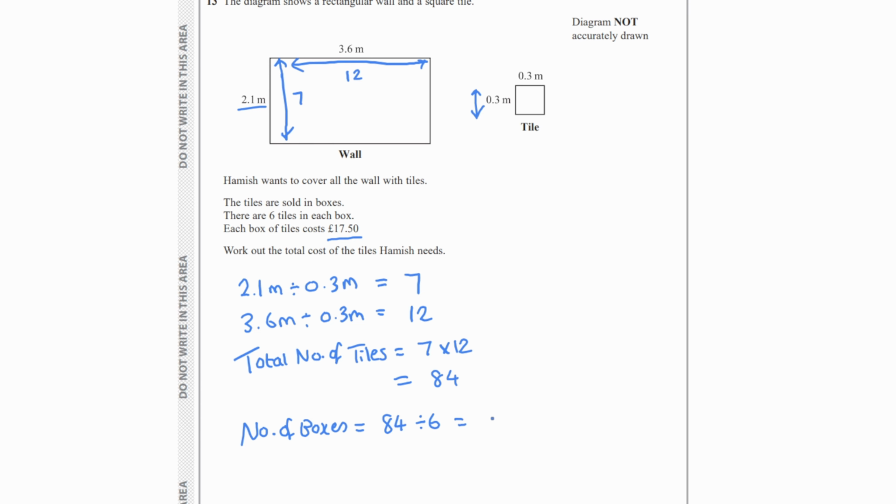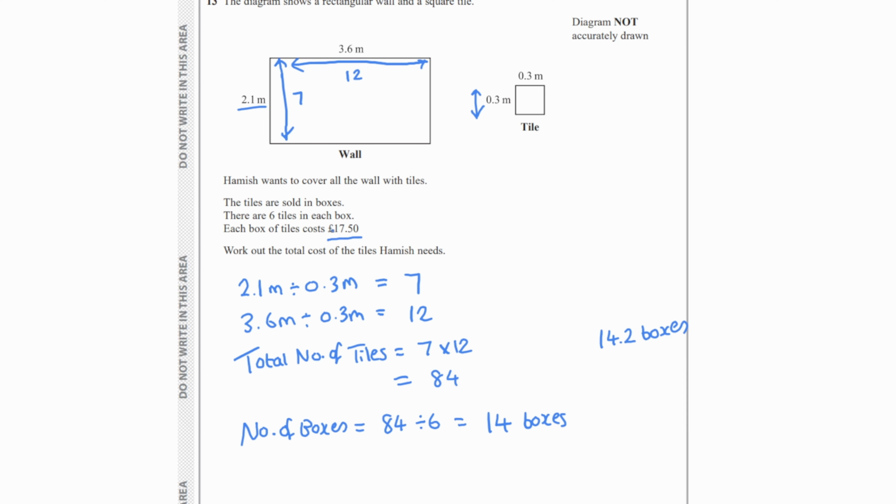And that comes out at 14 boxes. A nice whole number there. If it weren't a whole number, we would need to always round up. So if it said I need 14.2 boxes, well, really, I'd need to buy 15 boxes.